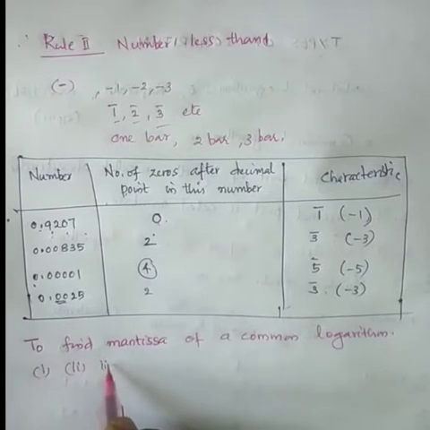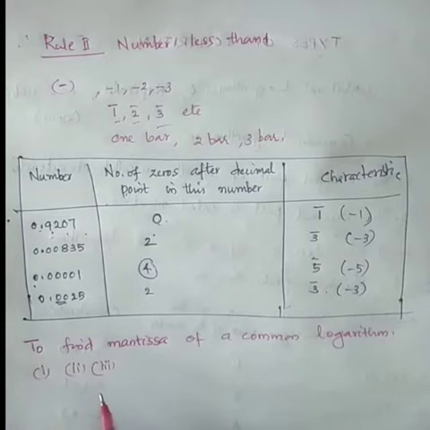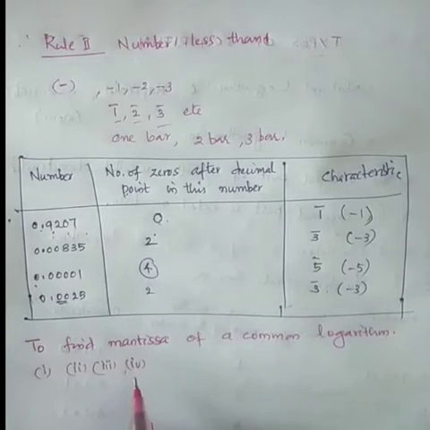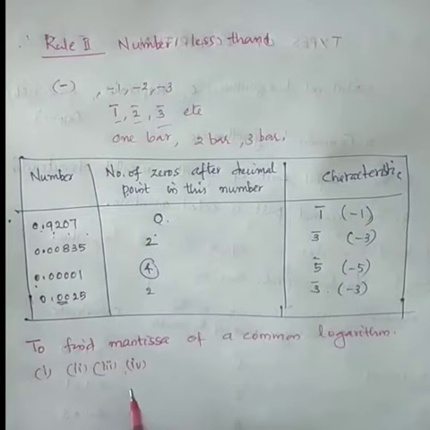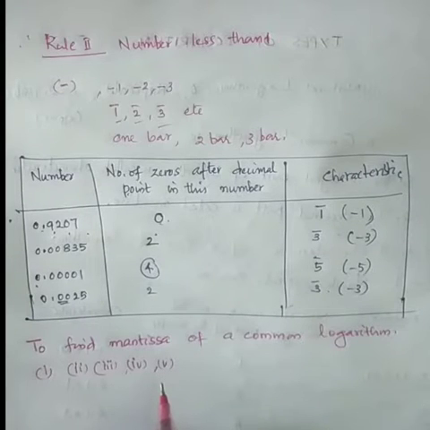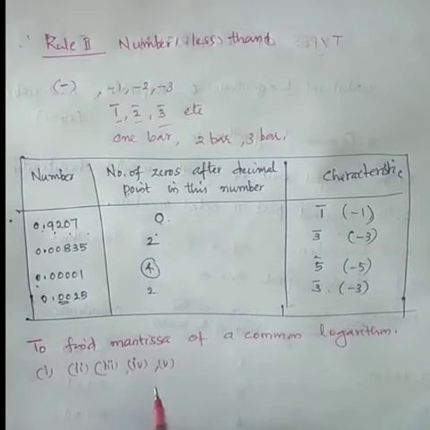Third step, proceed along that row till the column of the third digit is reached. Read off the figure in that row and column. Fourth step, proceed along that row till the column of the fourth digit is reached and read off this figure. And the fifth step is to add the 2 figures obtained in steps 3 and 4. This is the required mantissa of the common logarithm.